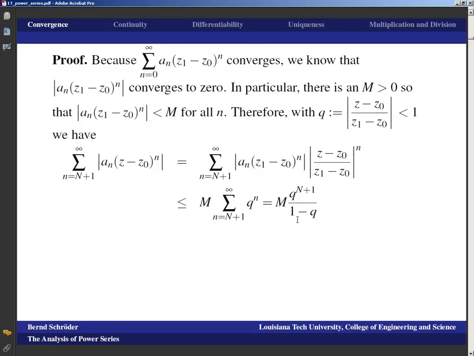And as N goes to infinity, well, M is a constant, 1 minus q is a constant, and q to the N plus 1, because q is smaller than 1, goes to 0, which means that goes to 0 as N goes to infinity. And that establishes the absolute convergence of the series, and that is because the difference between the nth partial sum and what ultimately will be the limit is going to 0.